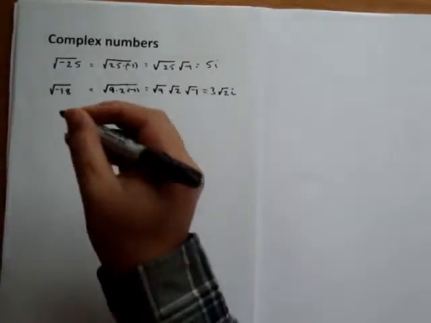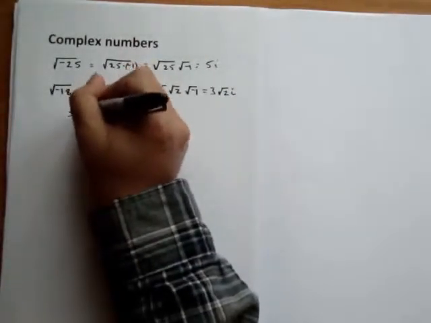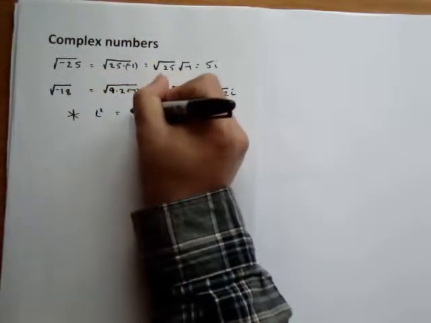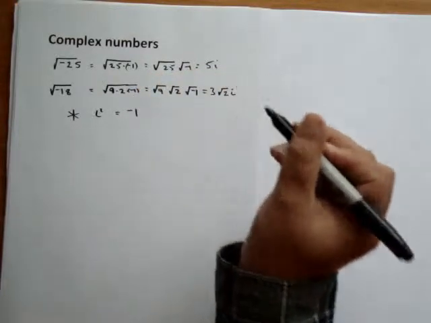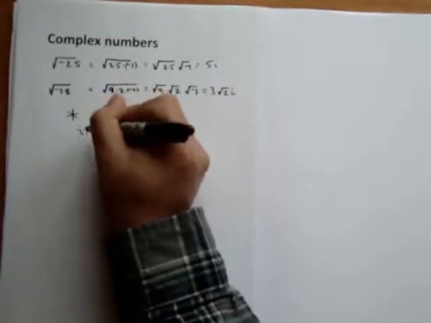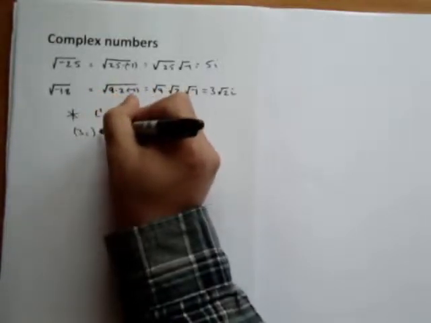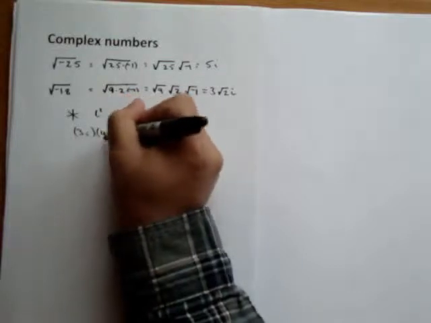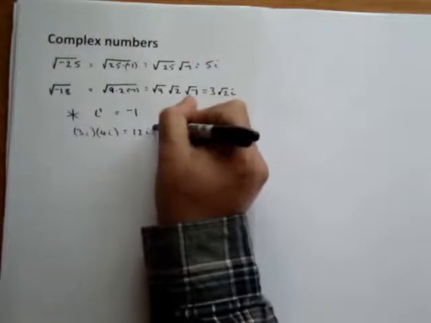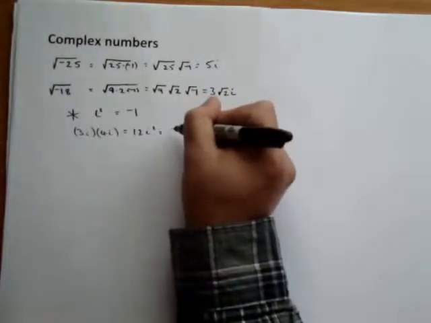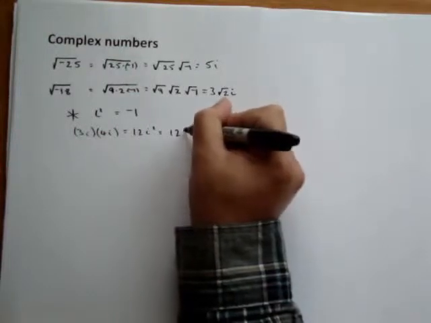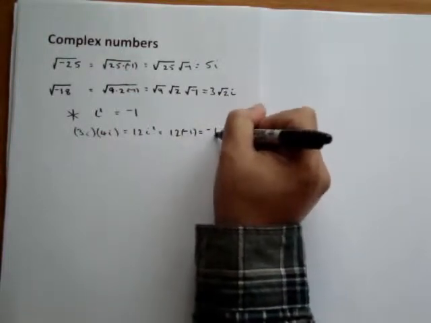Okay, so we have to remember, note that i squared is -1. So 3i multiplied by 4i is 12i squared, which equals 12 times -1, which equals -12.